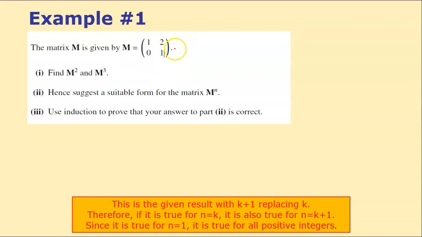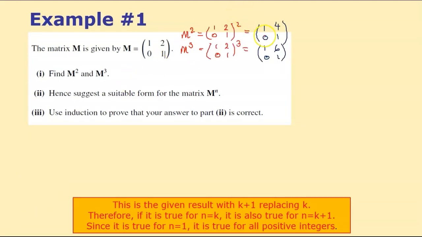So find M squared and M cubed. Well, based on that, I'm going to pause the video and I'm going to work those out again. And this was a bit of a surprise, actually, because having seen the last example, I was expecting it to go 1401 and then 1801, and actually when I typed it in, I've ended up with 1601. So that was a bit of a surprise.